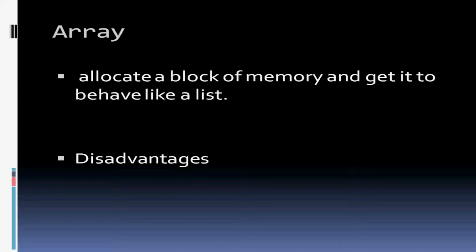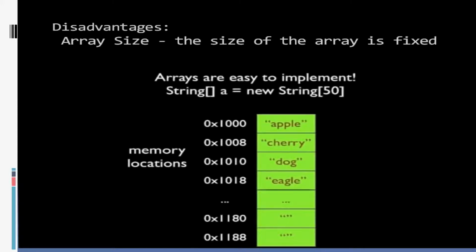Array. An array allocates a block of memory and gets it to behave like a list. An array has a parameter where you assign a number of values inside the square braces. It has advantages: the size of the array is fixed, and arrays are easy to implement. For example, a string array: a equals new string, square braces 50.